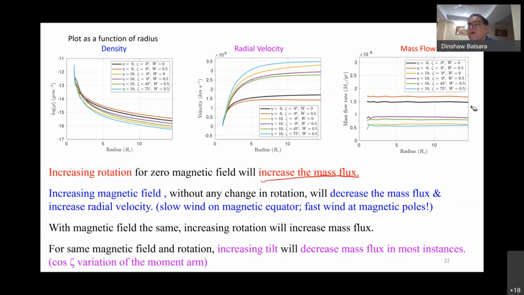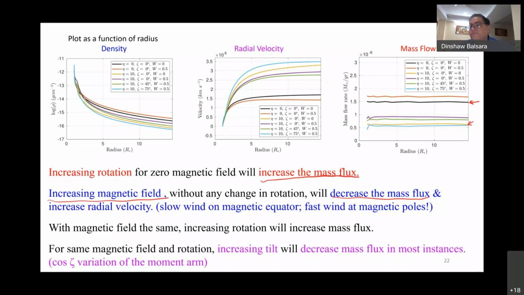Okay, now let's compare our reference calculation, which is this one, the black line, to a situation where we introduce a magnetic field, namely this orange curve that you have out here. And you can see that introducing a magnetic field has caused a dramatic drop in the amount of mass flux coming from the star. So increasing magnetic field will basically decrease the mass flux. That's an interesting thing to understand.